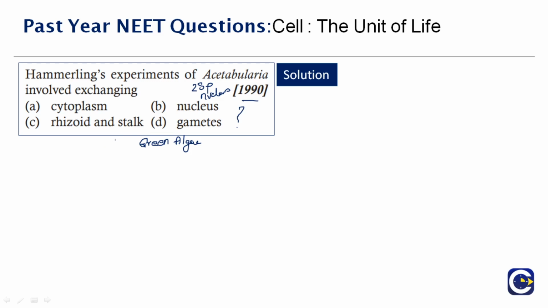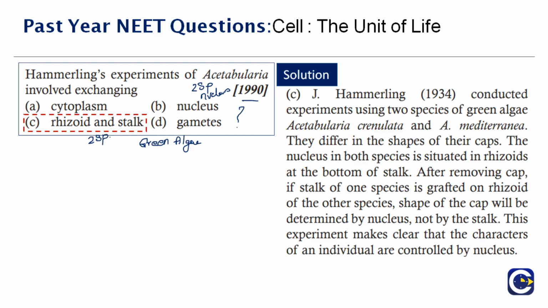So what exchange did he do? He took 2 species, one species here and one you have here. Just remember, you take the root cap from here. When the root cap was removed from one part, he grafted it from the other part, and he found that the same kind of root cap required for that particular algae actually started to grow.